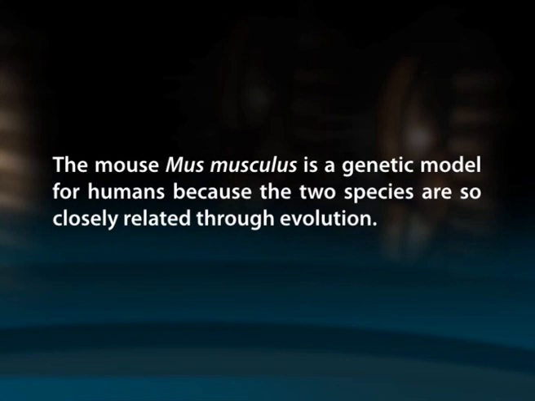Many years of genetic and biochemical research of these model organisms, the bacterium Escherichia coli, Saccharomyces cerevisiae, Caenorhabditis elegans, Arabidopsis thaliana and Drosophila melanogaster, have led to the accumulation of a large amount of information on gene organization and function. The mouse Mus musculus is a genetic model for humans because the two species are so closely related through evolution.